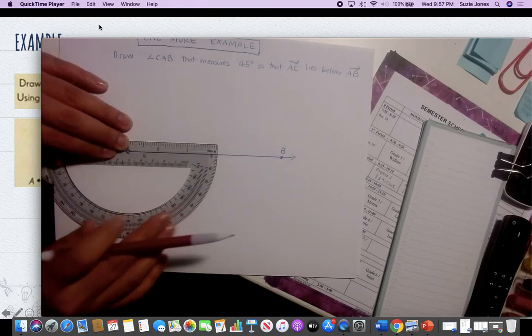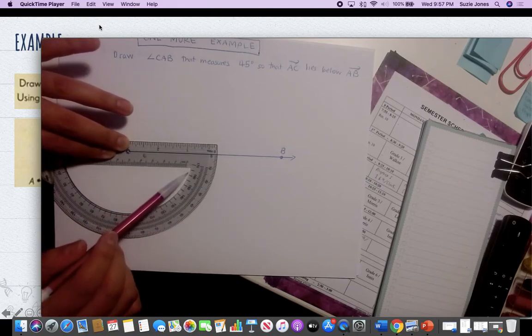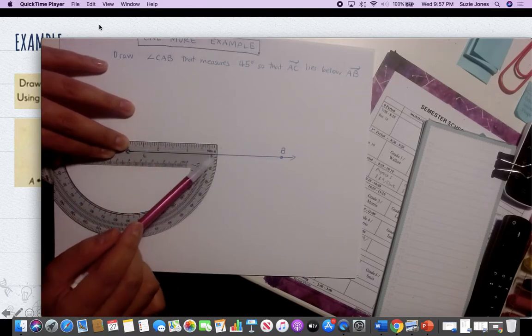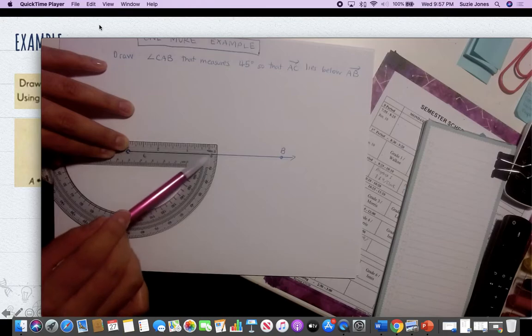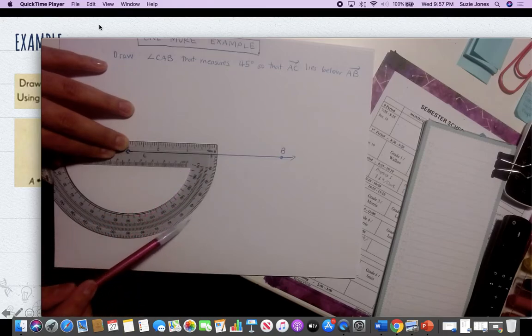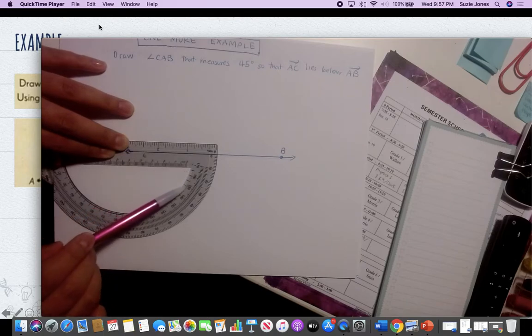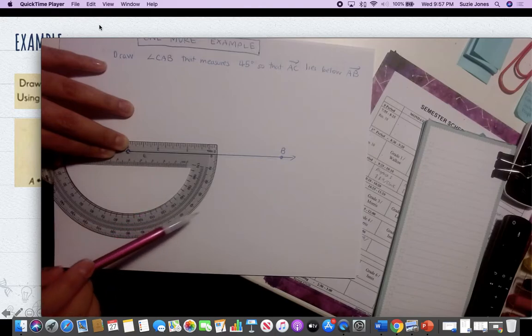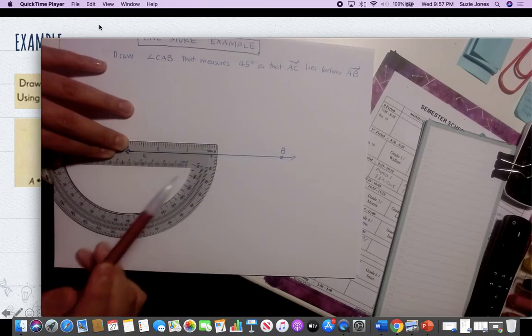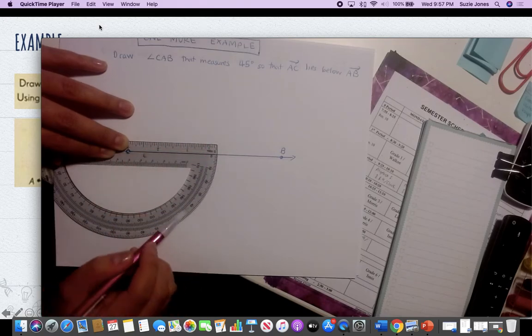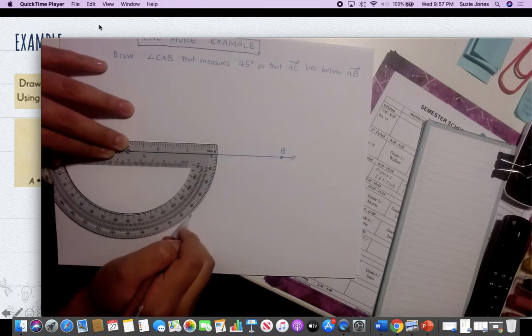Okay. Now, should I use my inner scale or outer scale to measure 45 degrees? Well, from here to here, my outer scale is 0, 10, 20, 30, and it increases. But from here to here, my inner scale decreases from 180, 170, 160, and so on. So I should use my outer scale. Okay, so I want 45 degrees. 45 degrees is halfway between 40 and 50, and that's right here.